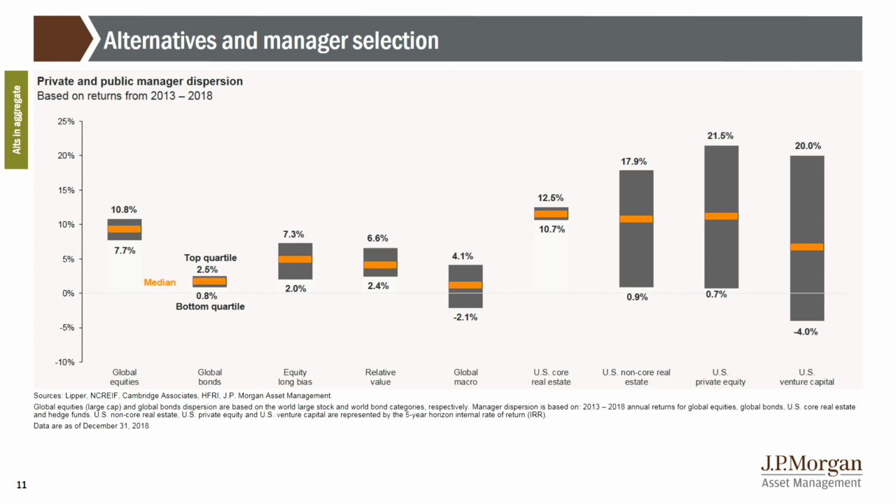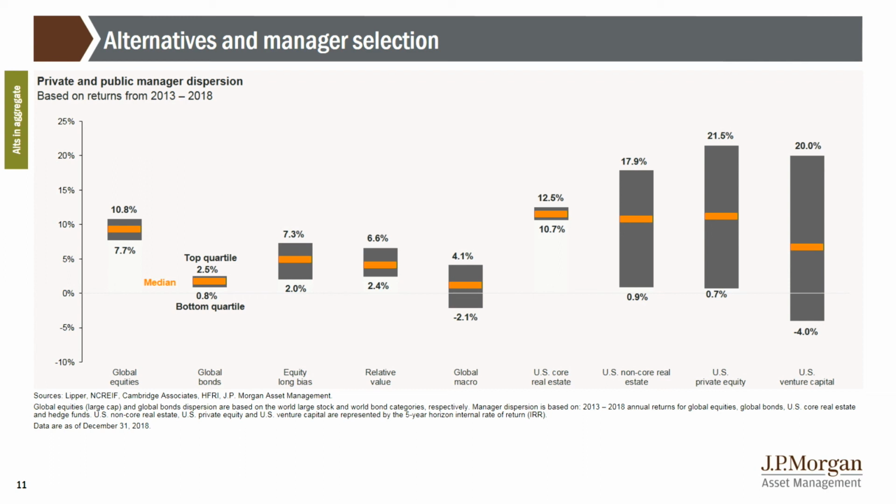What we've done here on this page is shown the spread between top and bottom quartile performance, top and bottom quartile managers in public markets on the left-hand side, and then moving into increasingly illiquid private markets across the chart to the right. Now, it's funny because when people's large cap equity manager underperforms by 100 basis points, you get all bent out of shape.